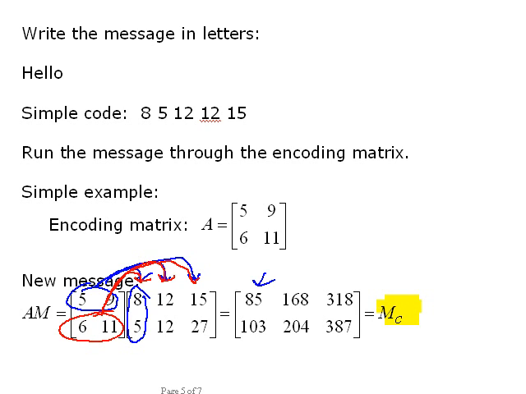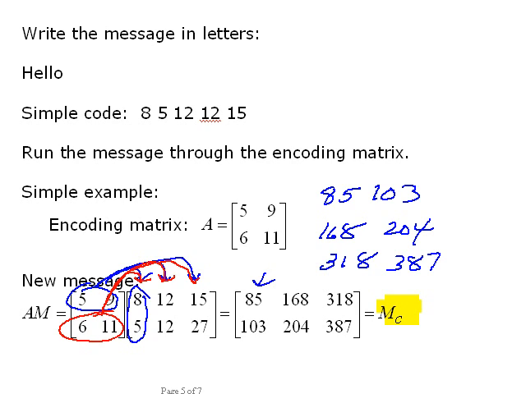So this is a matrix I would send. Here's my message I would send. It would be 85, 103, 168, 204, 318, and 387. You see, matrix multiplication is that combination of addition and multiplication, and so it just merges these numbers together and multiplies them all through. And this is my encoded matrix, which I'm calling C because it's coded.